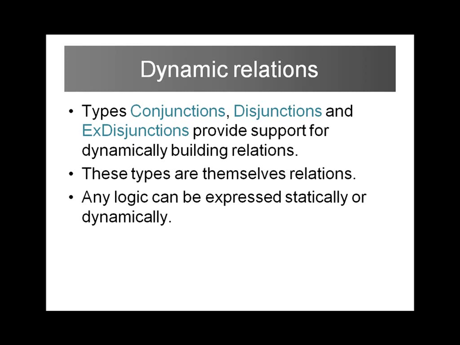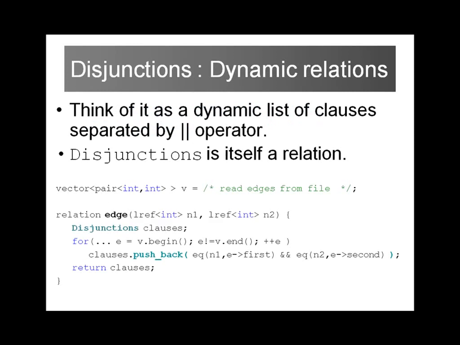The important thing to observe is that these 3 types are themselves relations, so they can be used wherever a relation is required. Now let's see how the edge relation can be implemented using the disjunctions relation. Let's assume that the edges in the graph have been read into this vector of pairs from a file, and each pair is basically an edge.